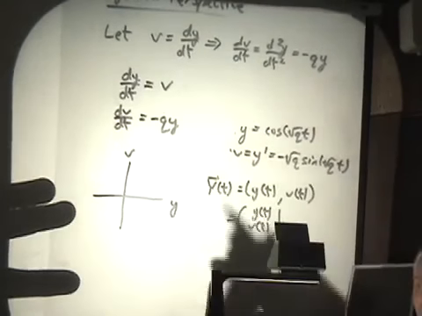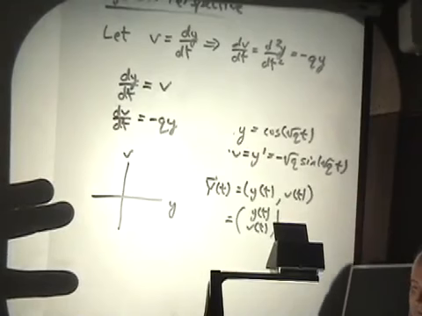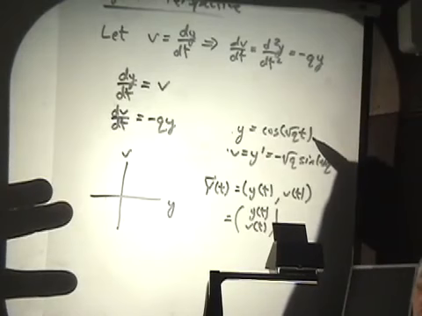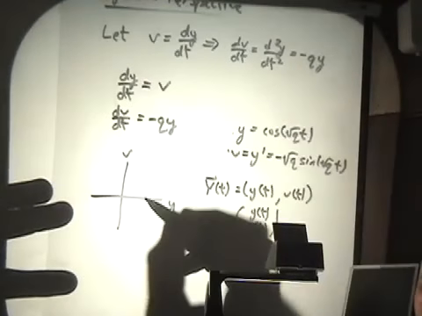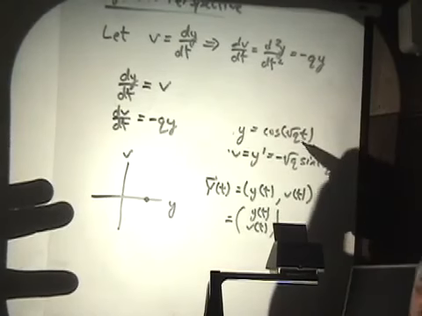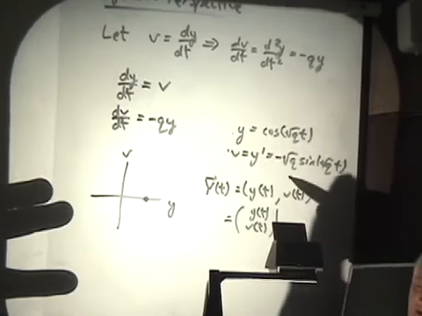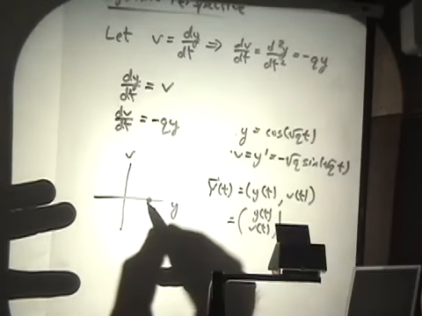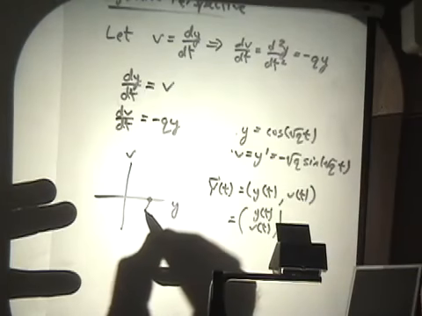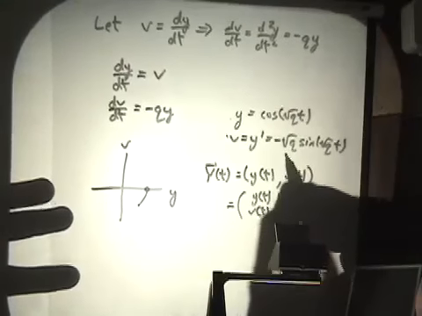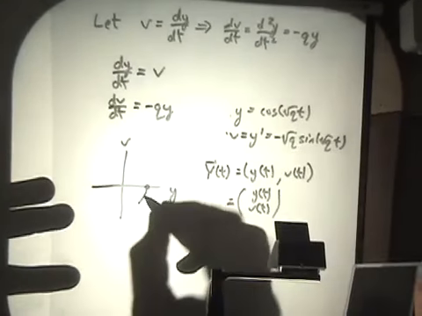And as far as graphing it, we think of it as being a point that gets traced out as t changes. Think about what happens here as t changes. When t is 0, y is 1, and v is 0. We're at the point (1, 0). As t increases, y will decrease, and v will also decrease. y will decrease from 1 down towards 0, and v will decrease from 0 down towards, well, it'll be a minimum of negative square root of q.